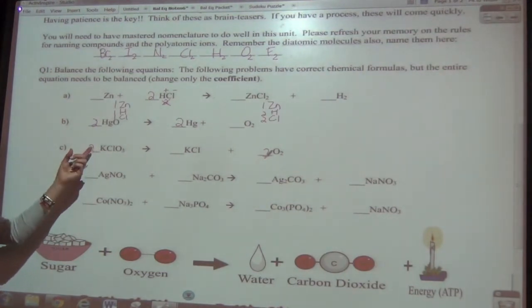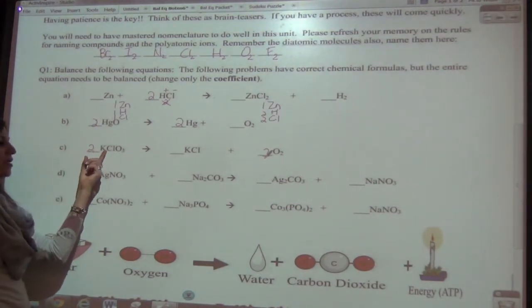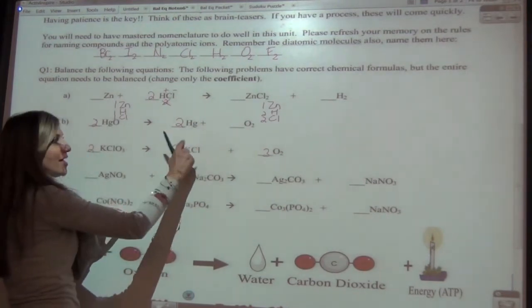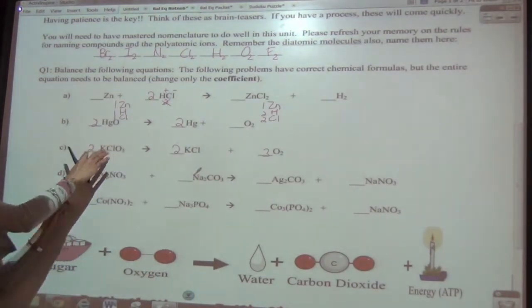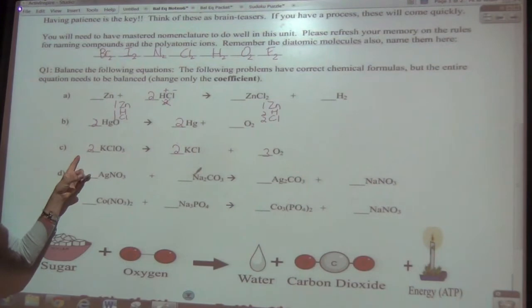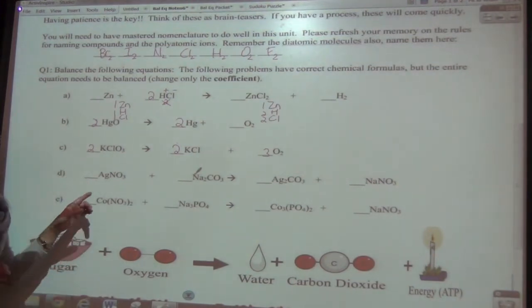But what did I just change? The K and the Cl. So now how many Ks do I have? 2. And then that makes it 2 Cl's. Don't forget to distribute. And that's 2 Cl's also. So now that one's done. Let's try the next one.